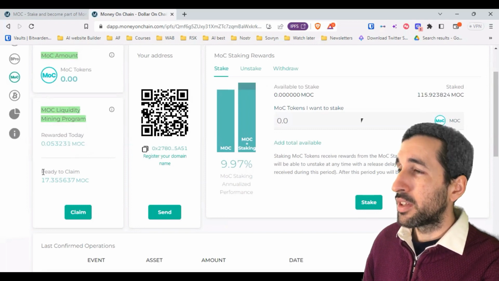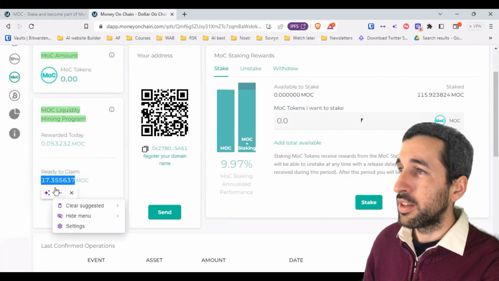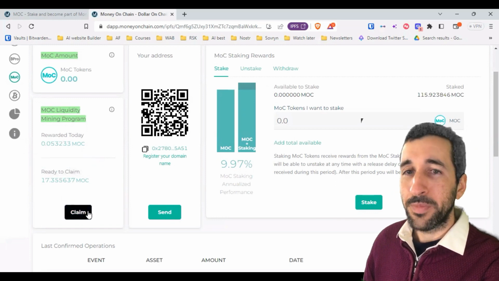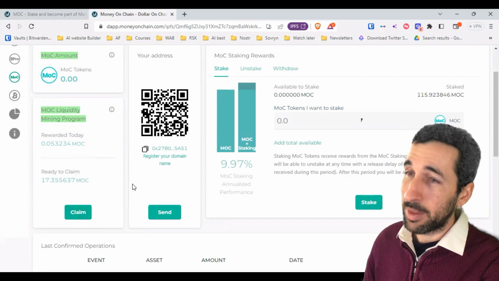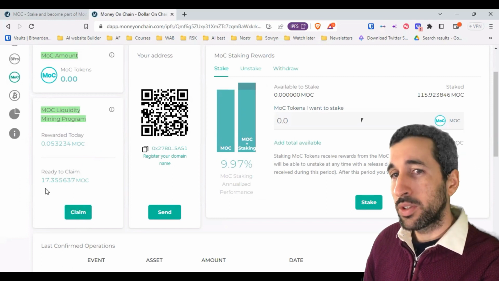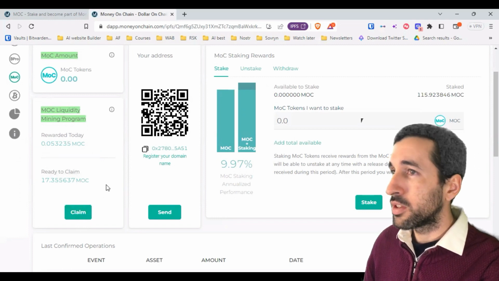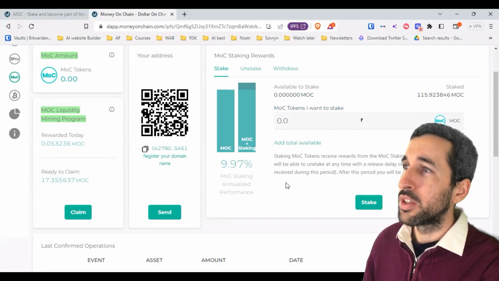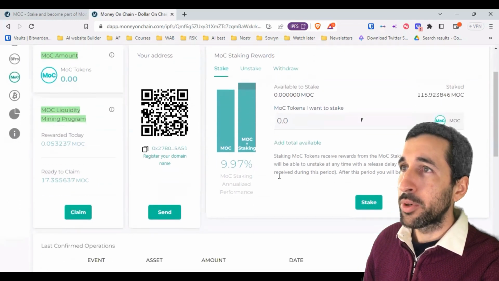And these are the ones that are ready to claim, which are 17 MoC right now, and you can just leave this be until there is enough MoC that the fee that it costs you to claim them is less than what you're going to get. So everybody needs to do their own math in order to determine when is the best time to claim. The important section is here.